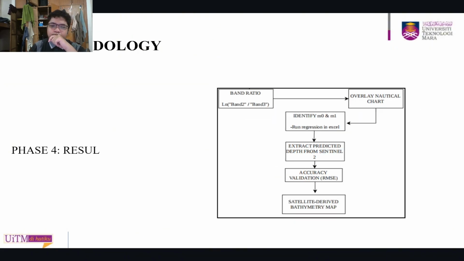For phase 4, we continue from phase 3, where we do the band ratio, applying the formula ln band 2 divided by band 3 in the raster calculator in ArcGIS Pro, then overlay the nautical chart. After that, I identify M0 and M1 by running regression in Excel. Then you can finally get the final result, satellite derived bathymetry, and then do the accuracy validation.